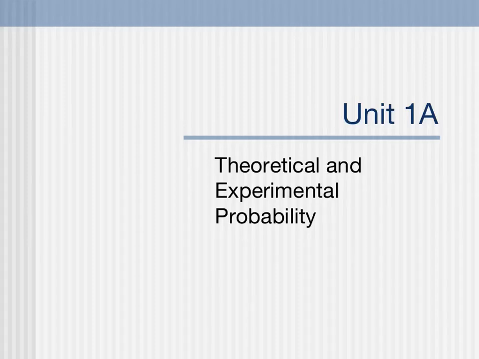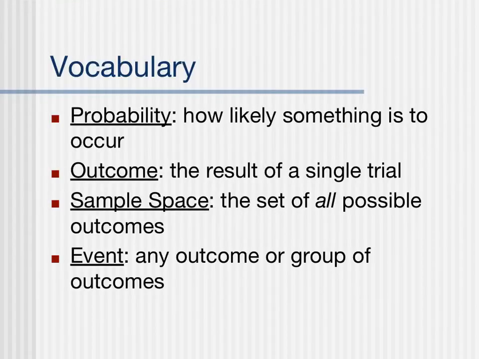Welcome to our overview of theoretical and experimental probability. So, probability is how likely something is to occur. So, the probability of rolling a dice or picking a number out of a hat or picking a student randomly in a classroom. Those are all probabilities.